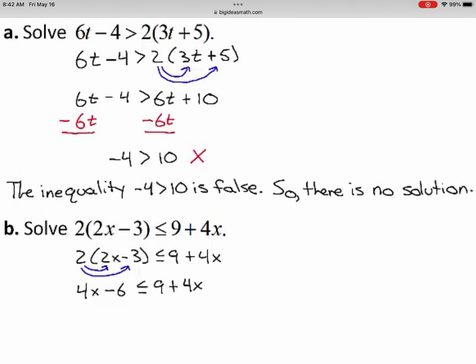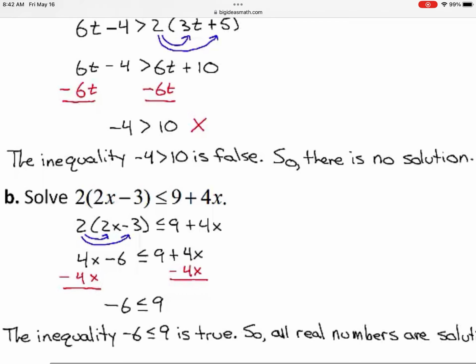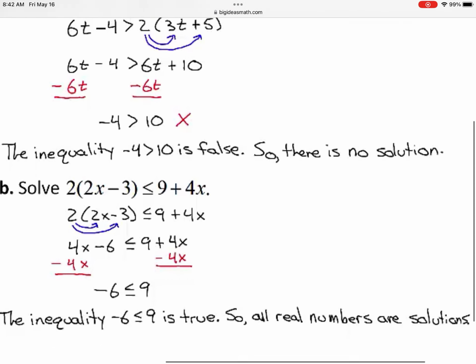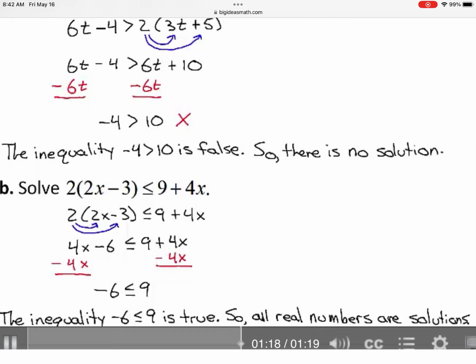Next subtract 4x from each side of the inequality to combine the terms containing x. Because 4x minus 4x is 0, negative 6 is less than or equal to 9. The inequality negative 6 is less than or equal to 9 is true, so all real numbers are solutions.